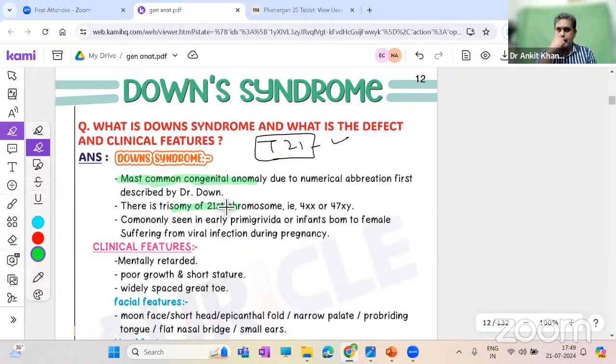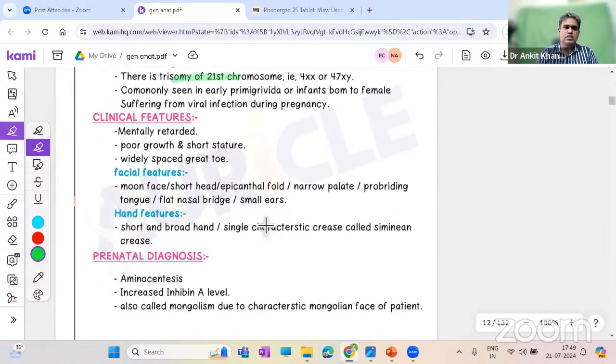Okay, so you write it as 47XY or 47XX. If it is a male, then 47XY; if it is a female, 47XX. Okay. Clinical features, you should know all these clinical features. Better to make a diagram also of a boy with poor growth, widely spaced great toe. Then there is the simian crease, which you can also draw. Okay, moon face, short-headed.